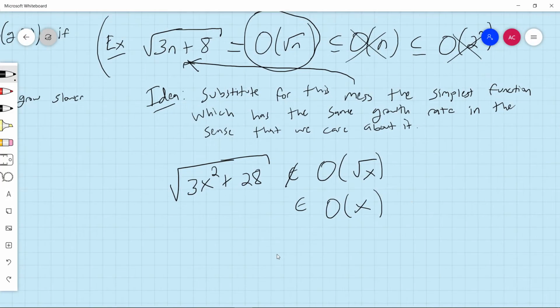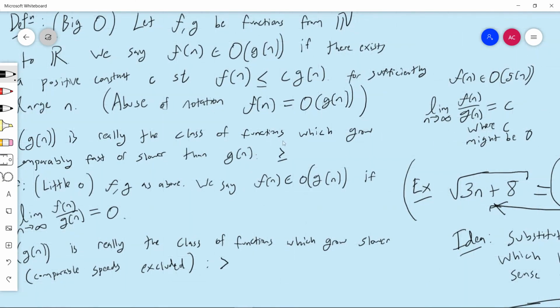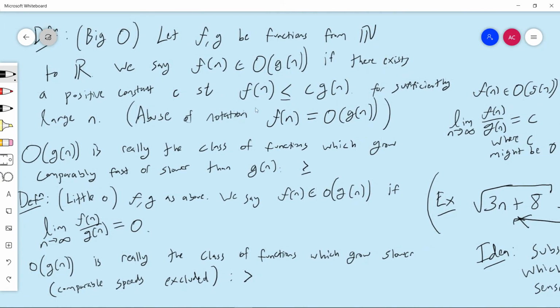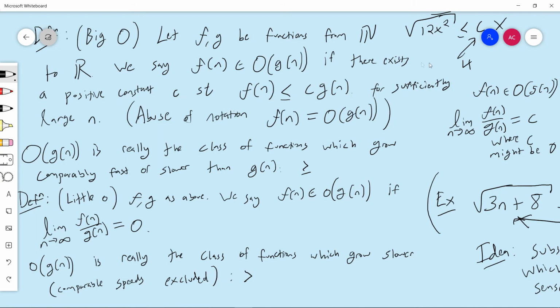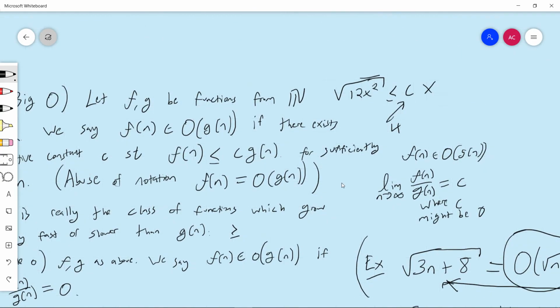So if we're connecting back to the definition, does there exist a constant c such that the square root of 12x squared is always less than or equal to c times x? Yes, there does. Just take c to be equal to 4, like I did here. And you can see that you do have something that's consistently bigger. So that's the idea behind big O notation.